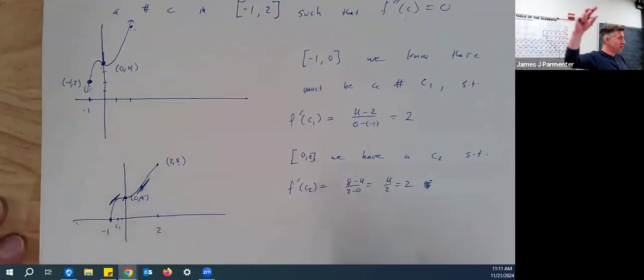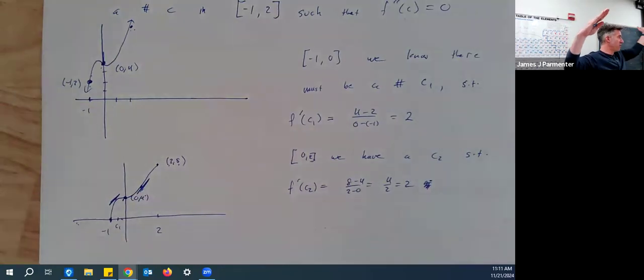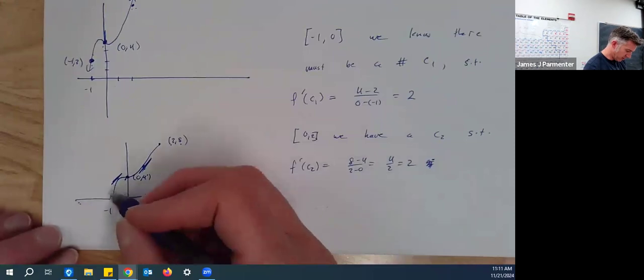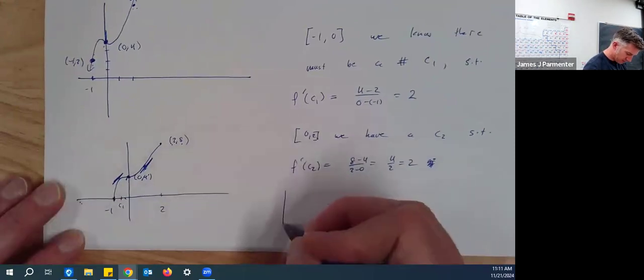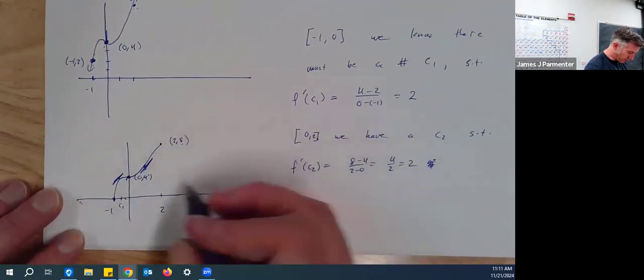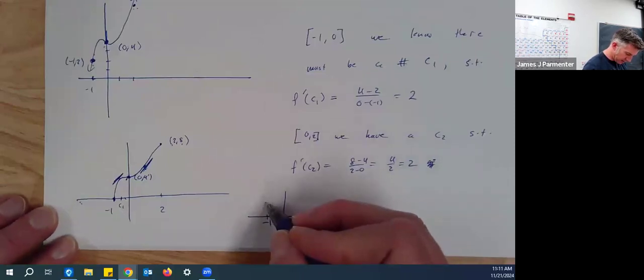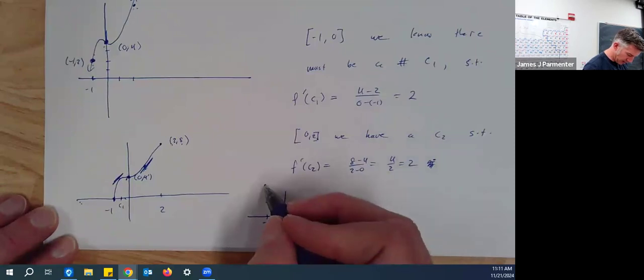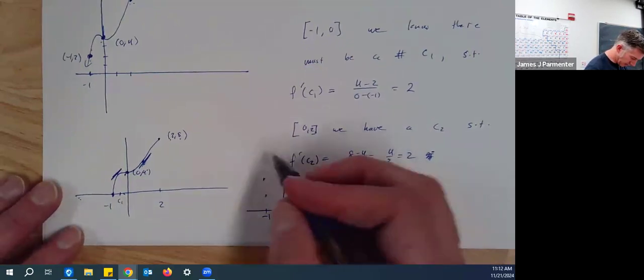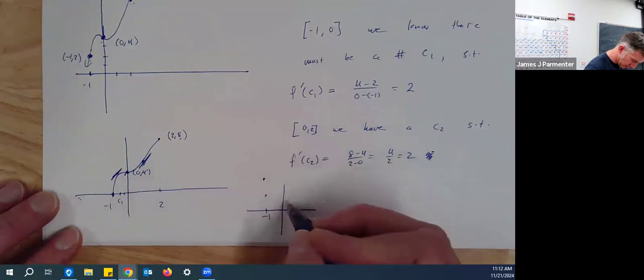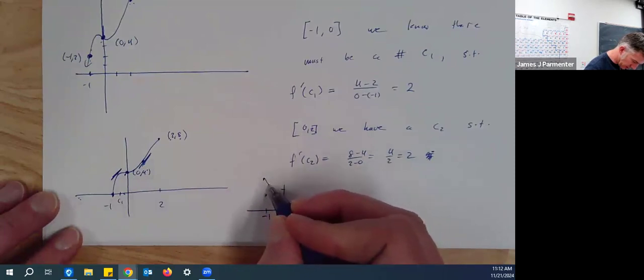Because if the derivative is equal to 2 over here, and the derivative is equal to 2 over here, and then it changes, well, this is where it'd be really good to graph the derivative instead, right? So the derivative is positive. The way I've drawn this, starting at -1, my derivative is looking positive. It's getting, let's say it's right here, and it's getting to be something like a value of 2 at C1.